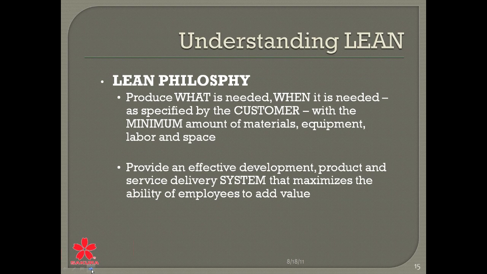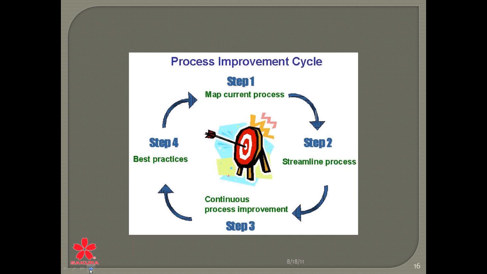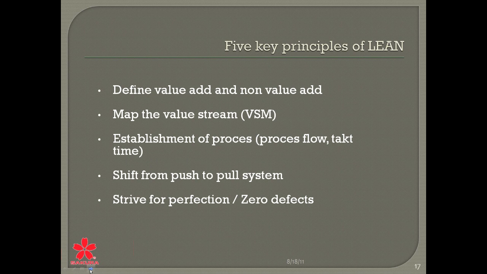So what we need to do first is understanding Lean. There is a Lean philosophy, and that's not all speed, but it's produce what is needed, when it's needed, and specified by the customer, and with the minimum amount of materials. And we try to provide an effective development product and service delivery system. And this is not that you do once and then you're finished. It's a cycle, and you have to continuously improve yourself and streamline your process as well.